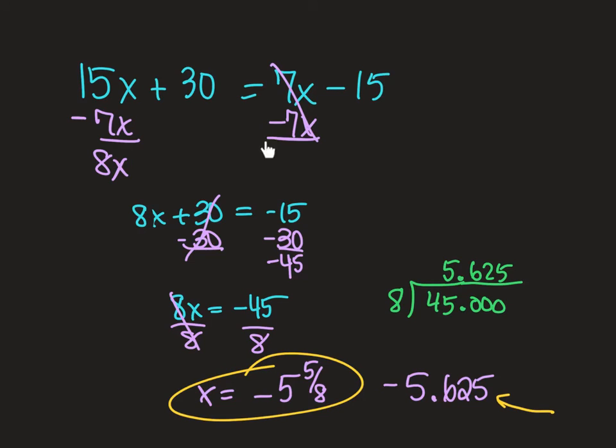I subtracted 7x from both sides. 15 minus 7 is 8x. Blue is my rewrite step. Minus 30 from each side. Really add, get negative 45. Blue is my rewrite step. Divide by 8. And now 8 goes into 45 5 times, which is 40, with 5 left over. 5 5/8. I like mixed numbers, but if you feel like doing the whole division, you can change it to a decimal.